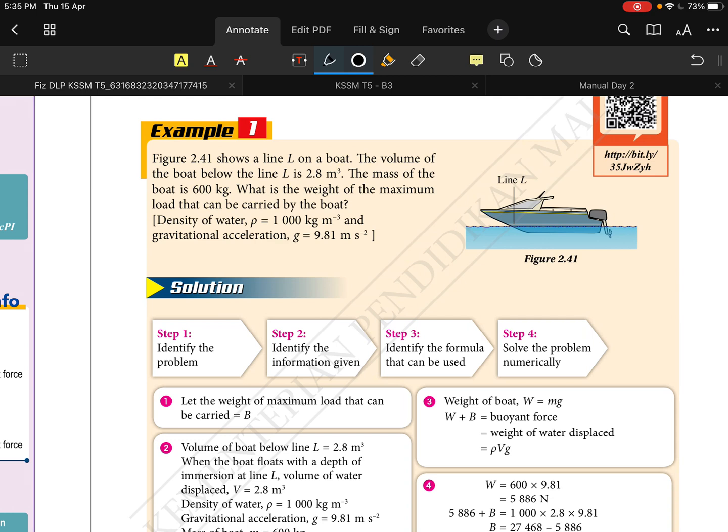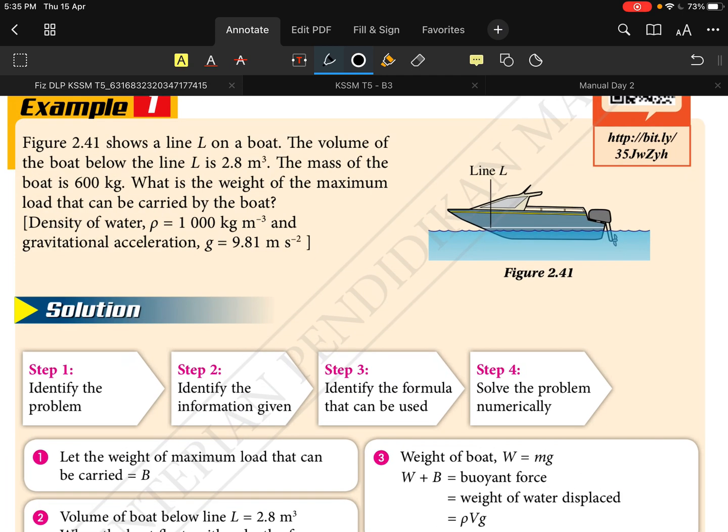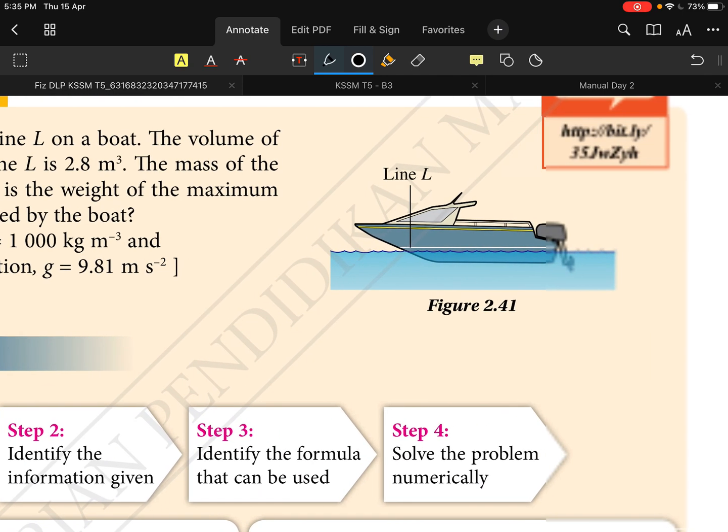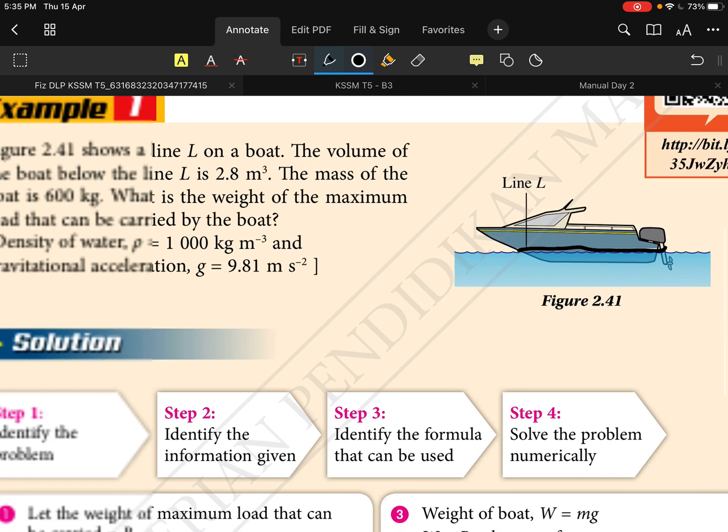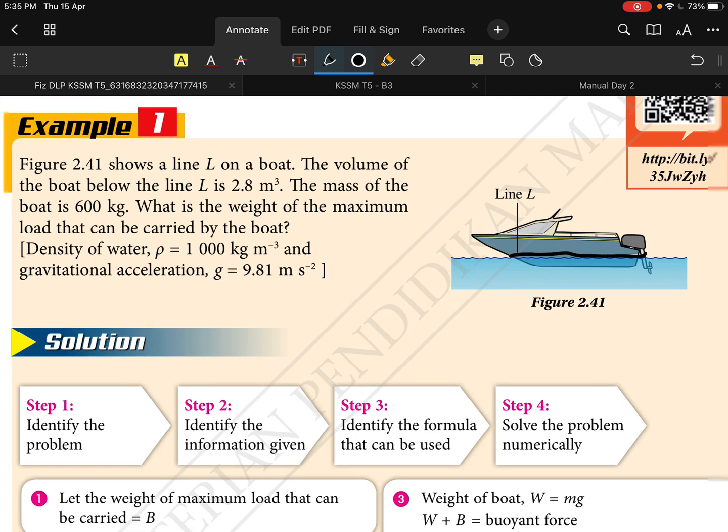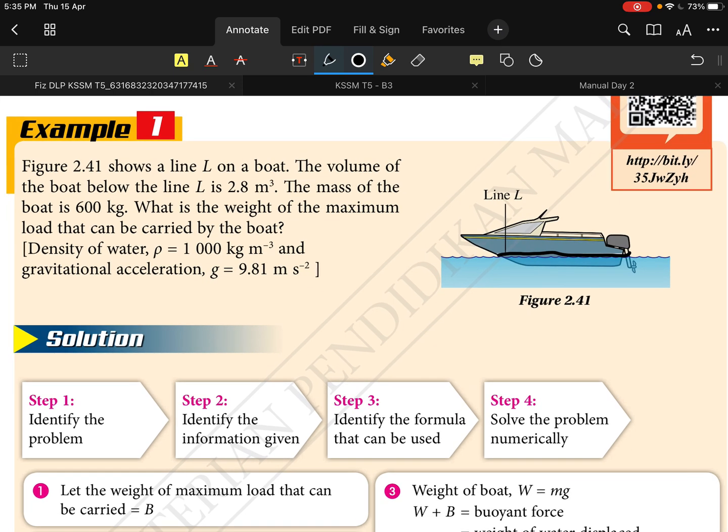The maximum load that can be carried by the boat is the maximum load when it reaches the line L here. Let me just say it again. You want to find the maximum load that can be carried by the boat. The maximum weight is reached when the water level reaches the line L.